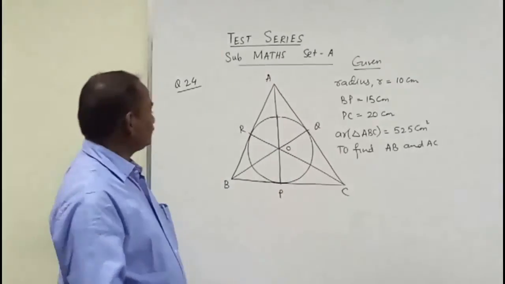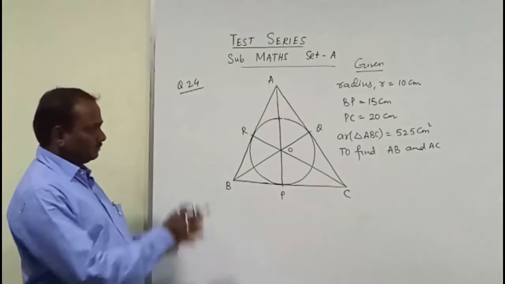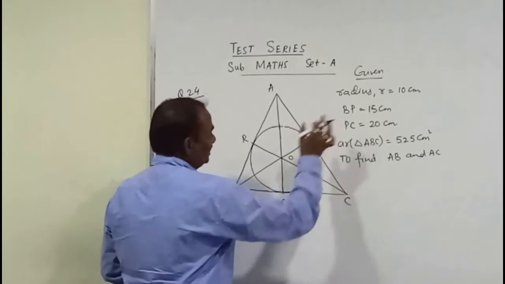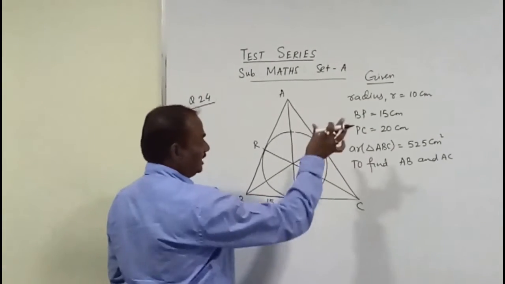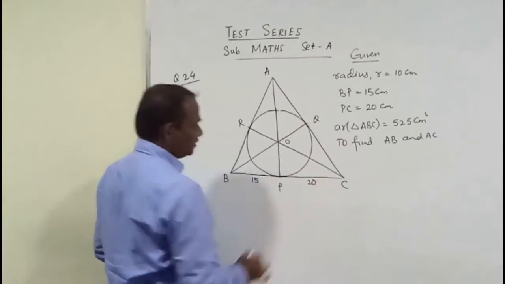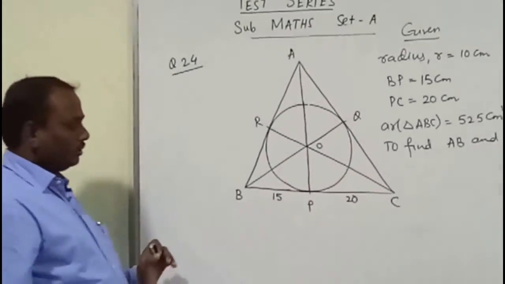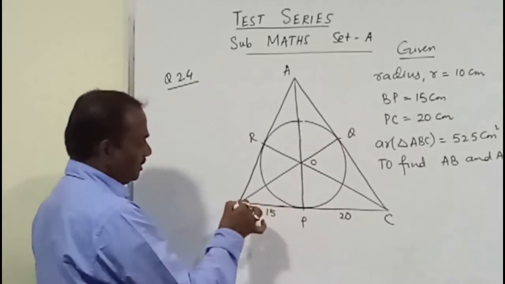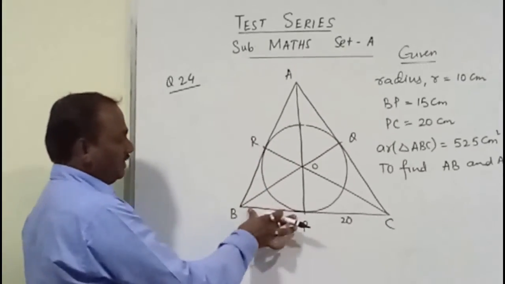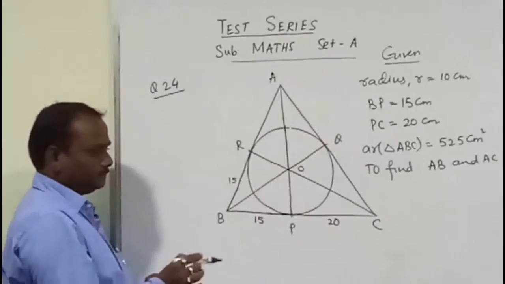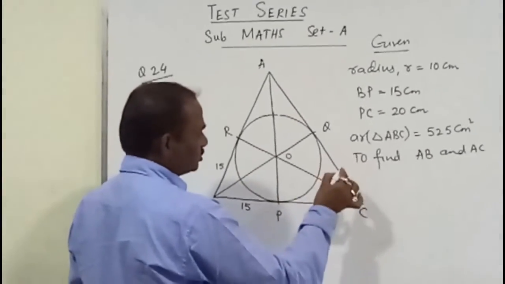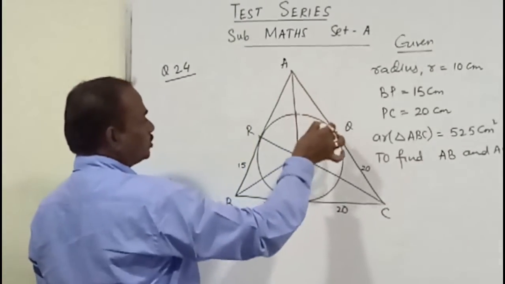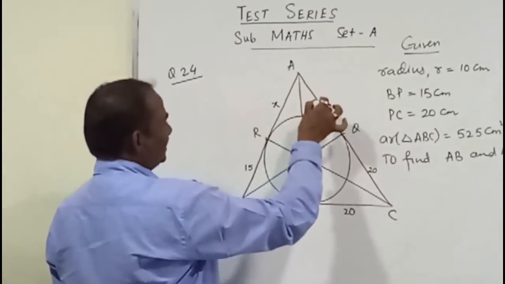Now, students, if I go into the dynamics of this question, I am writing here BP is given as 15 and PC is given as 20. Now you know that the tangents drawn to a circle from an external point are equal. So BP and BR will be equal, 15 centimeter. Similarly, this 20 will also be 20 centimeter. And similarly, AR and AQ will also be equal, and that we can take as X centimeter.